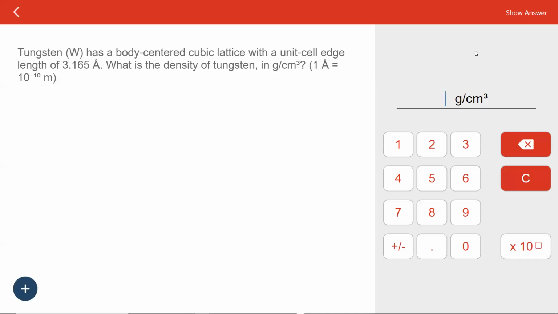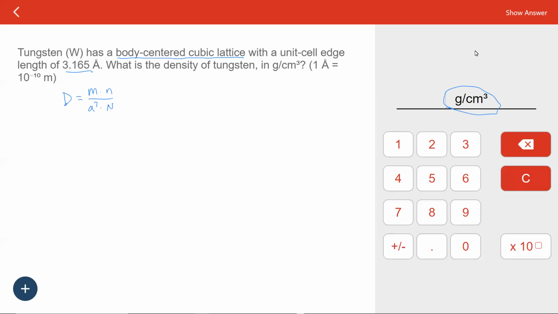All right, in this question, we're looking at tungsten, and we see that it has a body-centered cubic lattice, and we're given the edge cell length and asked for the density. So we're using our density equation, which is density is molar mass times number of atoms, which we'll calculate for a body-centered cube. And then we have edge length cubed, which we're given. We will have to convert that to centimeters because we want a density in grams per centimeter cubed.